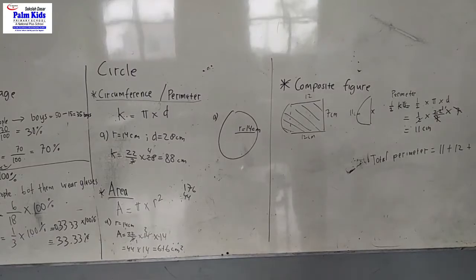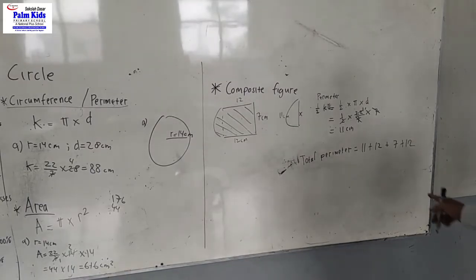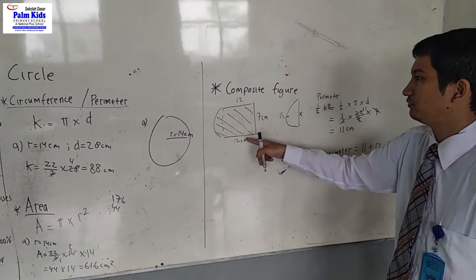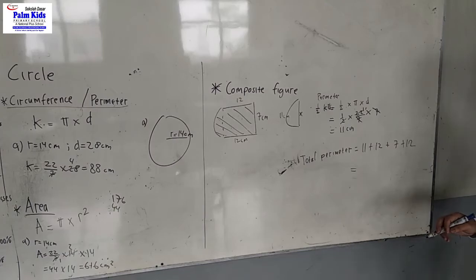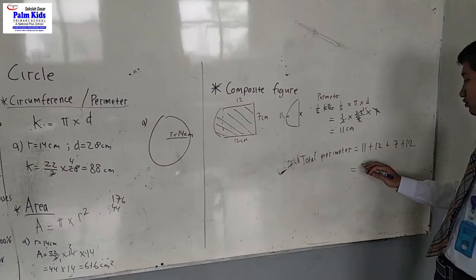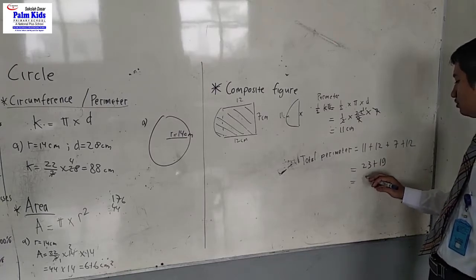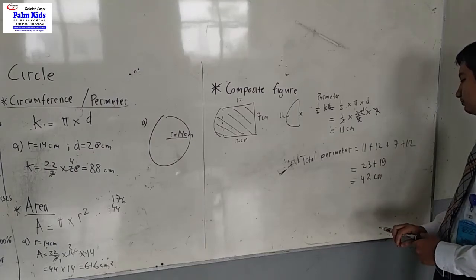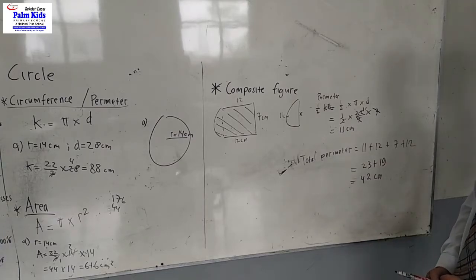Can you see that? If not, let me move this one. 11 plus 12 plus 7 plus 12. So this one is 11, 12 plus 7 is 19. It equals 11 plus 12, which is 23, plus 19, equals 42 centimeters long. Okay, 42 centimeters long.